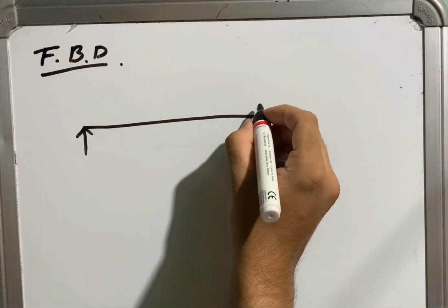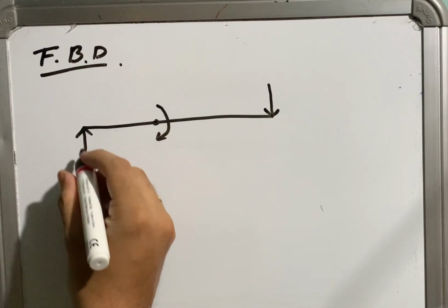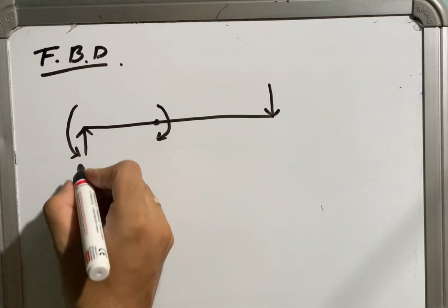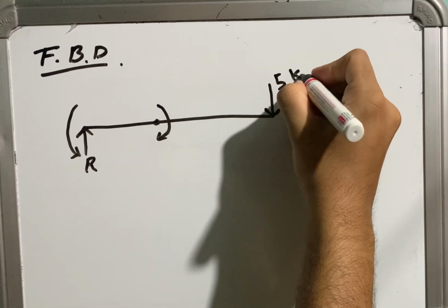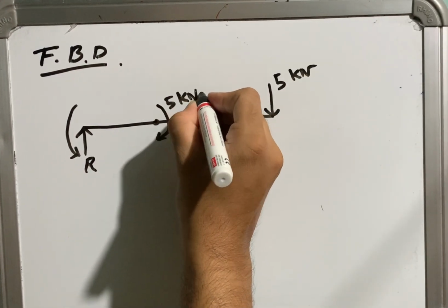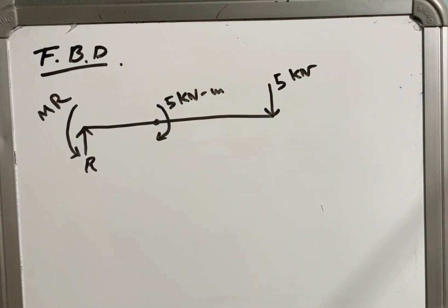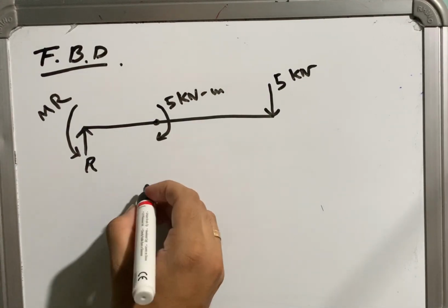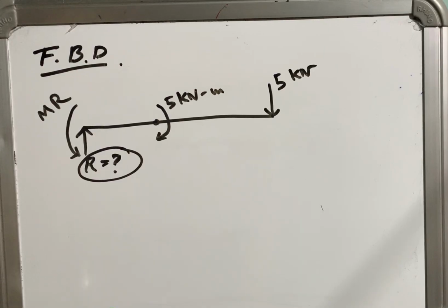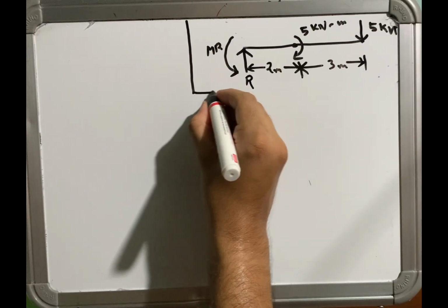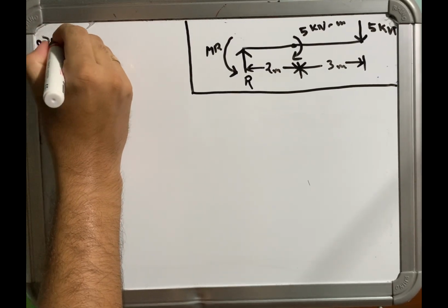So fixed support, as we know, has three reactions: vertical, horizontal and moment. But this time we are taking two reactions, a moment and a vertical one, because there is no reaction in the x direction. So first we have to find out the reaction, because only the reaction is unknown. So let us adjust the free body diagram at the corner of the board.